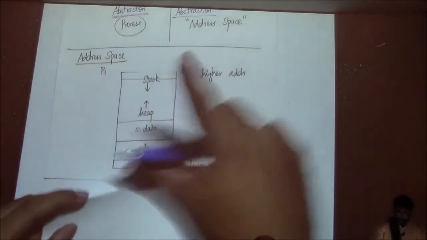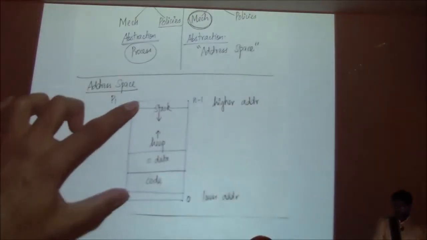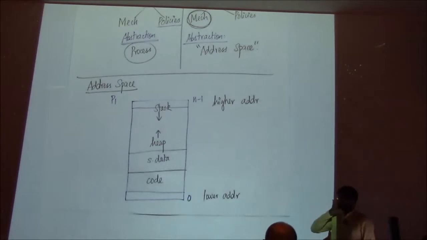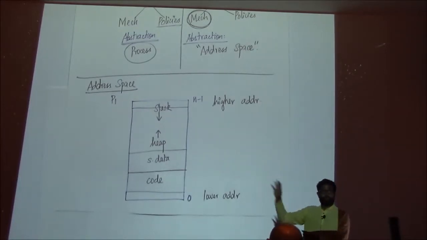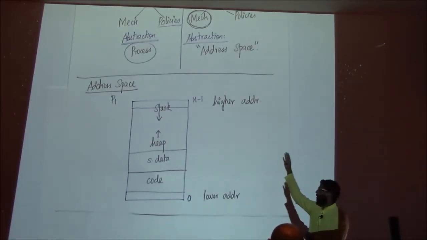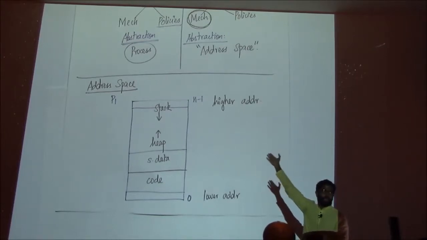So now, this address space is for each and every process. By that we mean each and every process has its own address space of code, static data, then we have the heap, and then we have the stack. Okay.